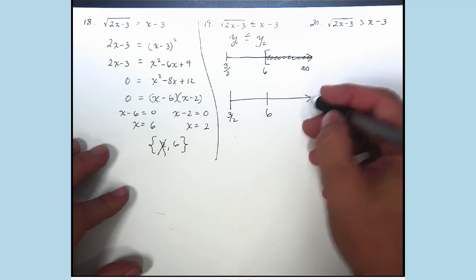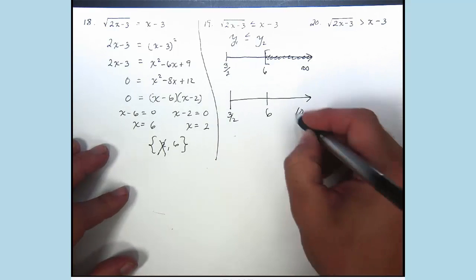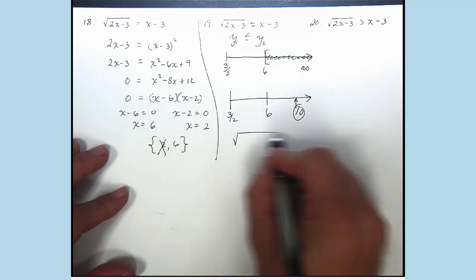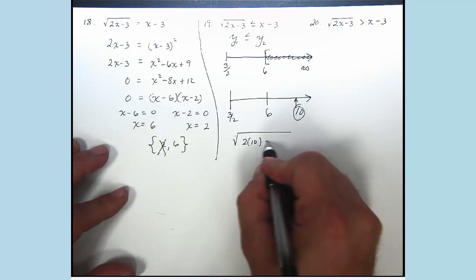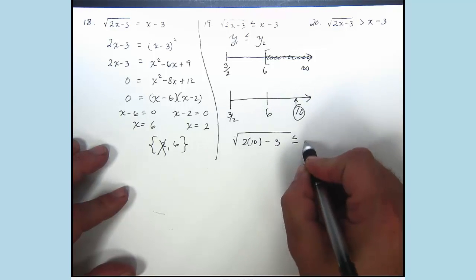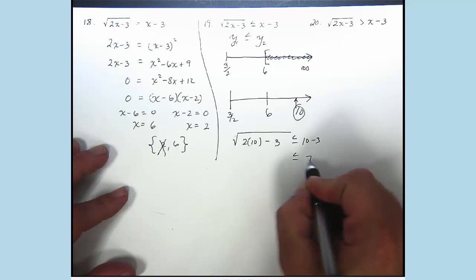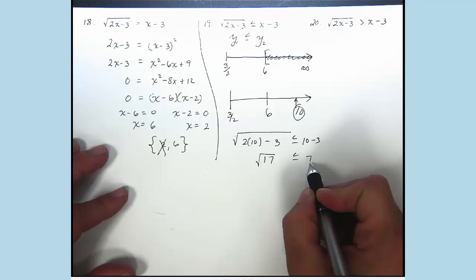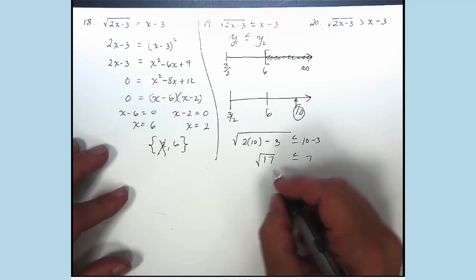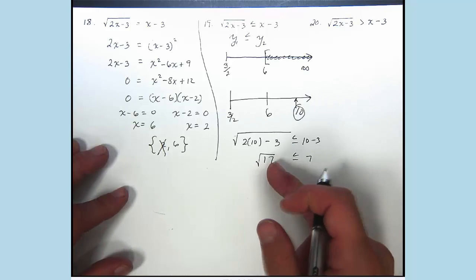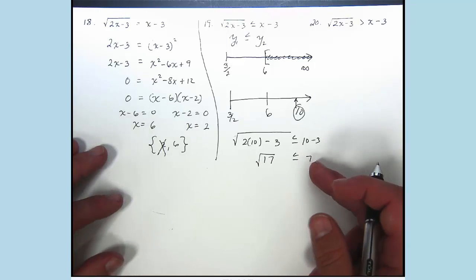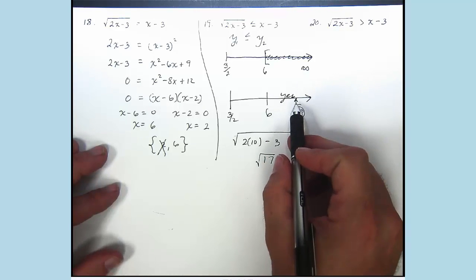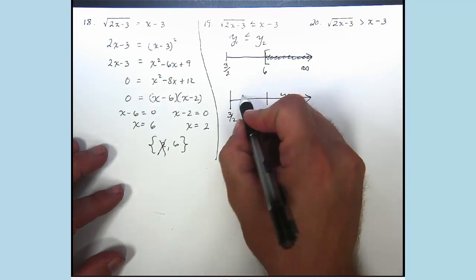Pick a value. Pick 10, for example. 10 is in this region of the domain. You plug it in. Is 2 times 10 minus 3, which is 17, less than 10 minus 3, which is 7? Is the square root of 17 less than 7? Yes, because the square root of 16 is about 4, so this is a little bigger than 4, which is still going to be less than 7. So this would be a yes, and this would be a no if you tried that one.